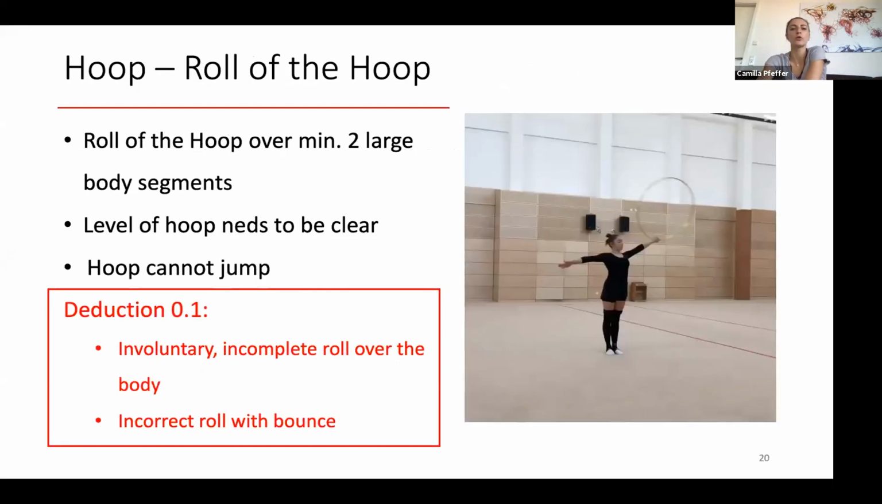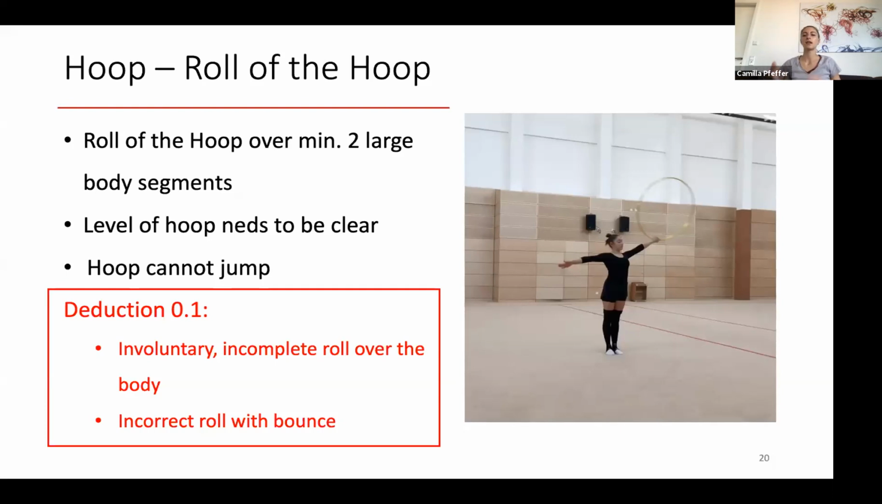The roll of the hoop is kind of the same as for the ball. It needs to be over 2 large segments of the body. And the hoop, of course, also cannot jump, or what often happens is that the hoop is just flying from the one hand to the other without really touching the body. So be careful that the hoop is going over every part of the body, that it's touching everywhere and it's really rolling and it's not flying, because then it will of course be 0 again.